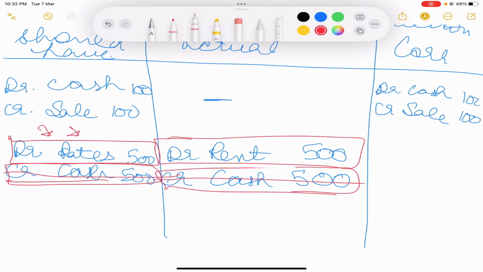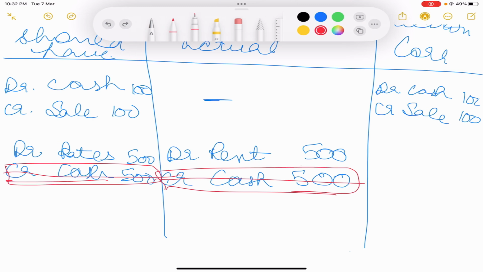Sorry, let me please repeat what I said again. What should I have done? I should have credited cash. What did I do? I actually did credit cash. Since I have already credited cash and that is correct, I will do nothing with it since it is correct. What should I have debited? I should have debited rates.